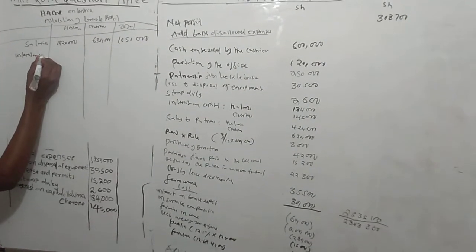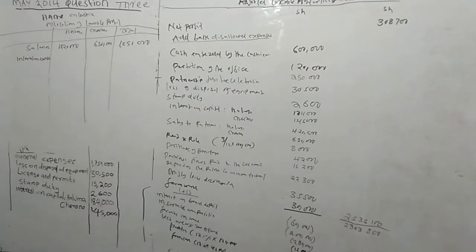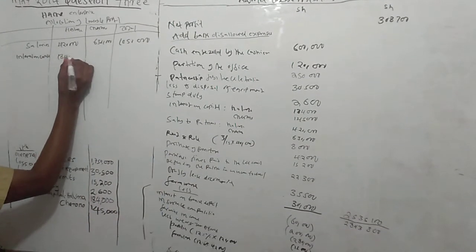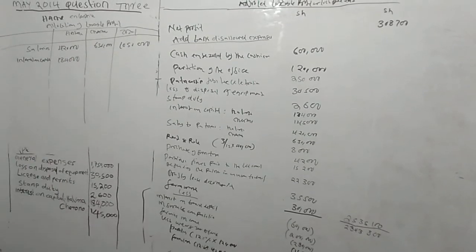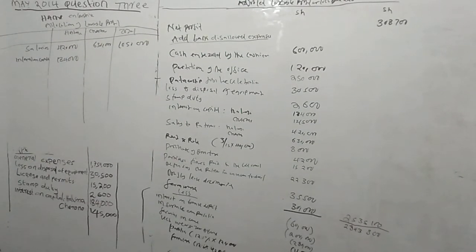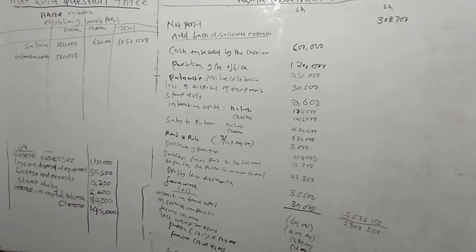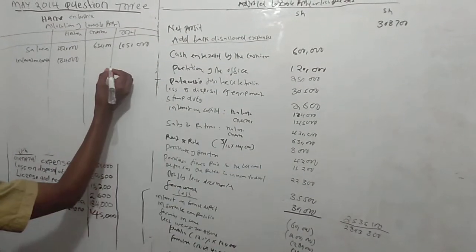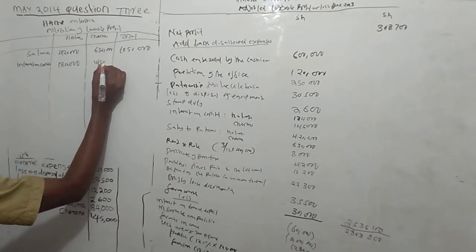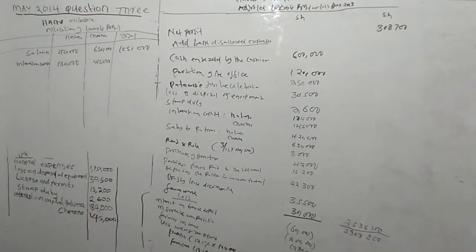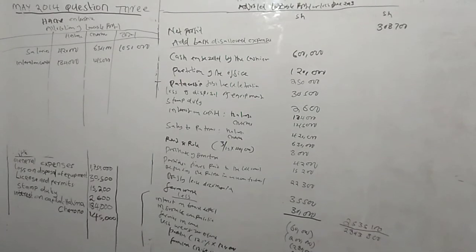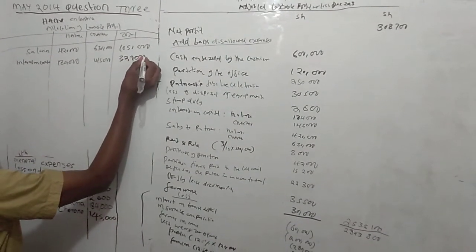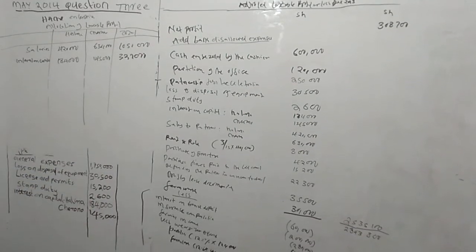Next, after salaries, we have the interest on capital. The interest on capital for Halima is 184,000. Then for Sherono is 145,000. Total 184,000 plus 145,000, I'm getting 329,000.